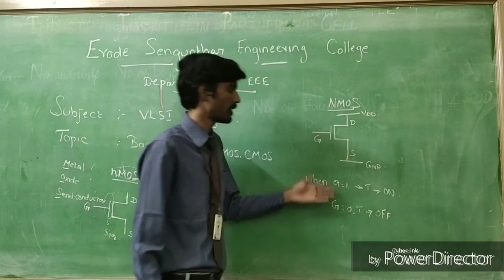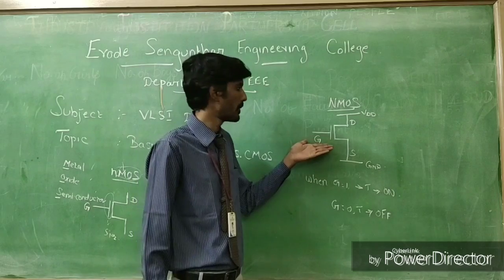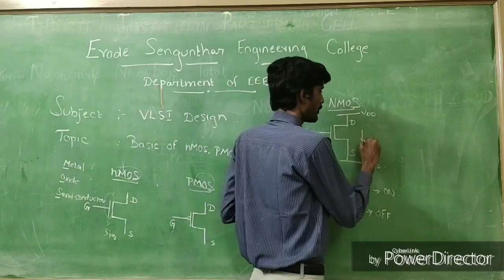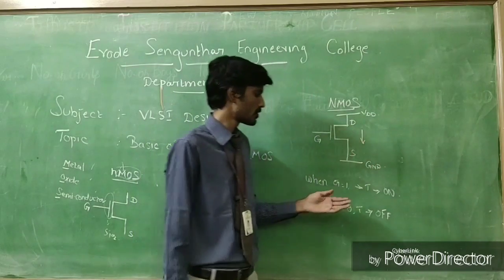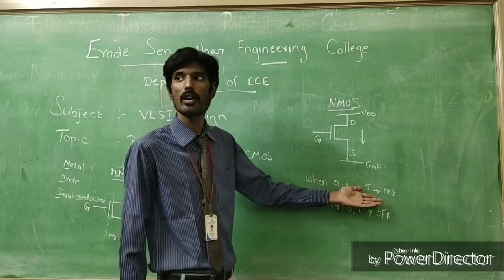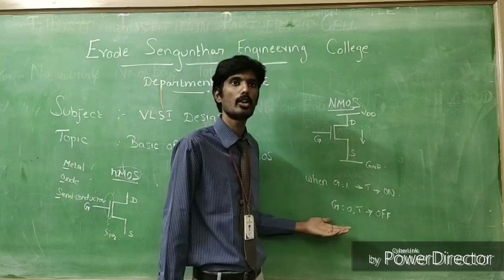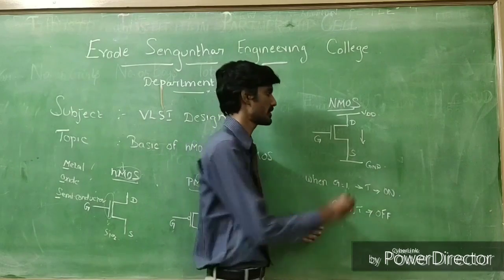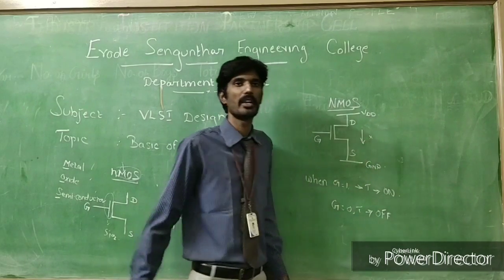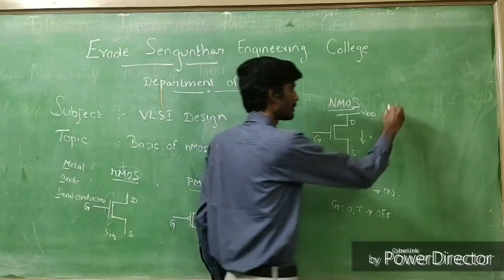What it indicates is that when we give a signal to the gate terminal, the current moves from drain to source. That means the transistor is in the on condition. Similarly, when you remove the signal from the gate, that is gate equal to 0, the transistor is in the off position. There is no conduction between the drain and the source part.